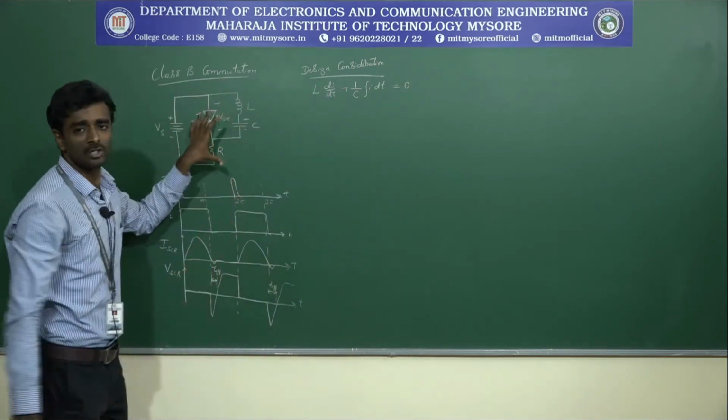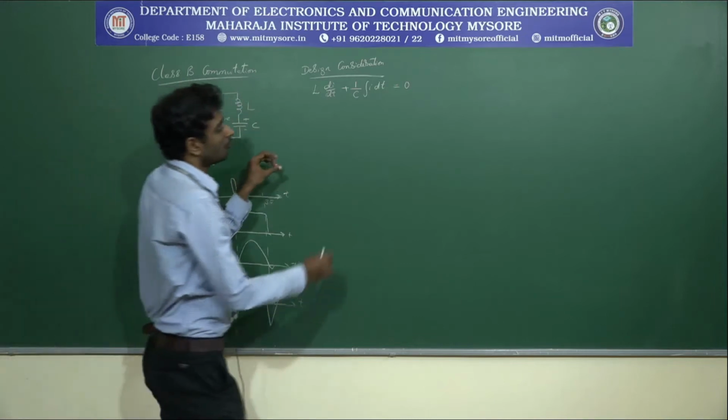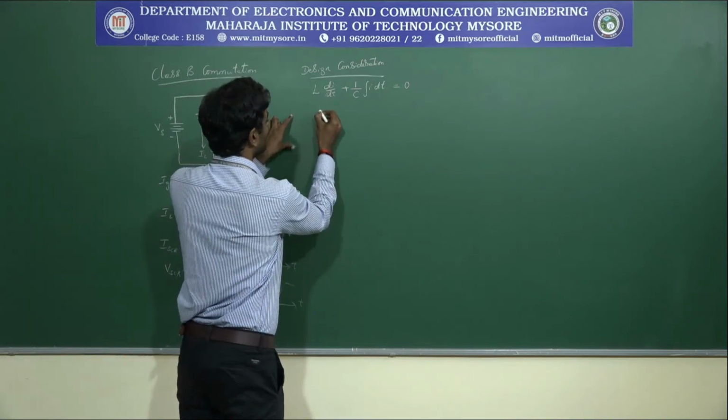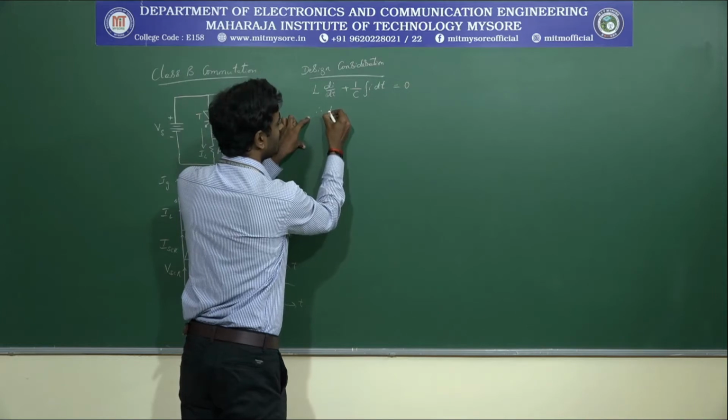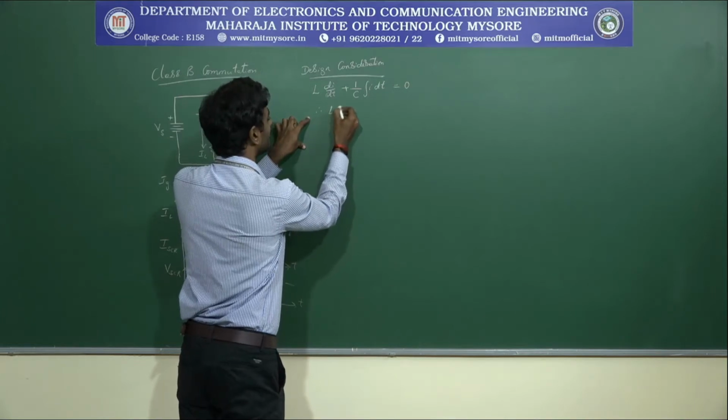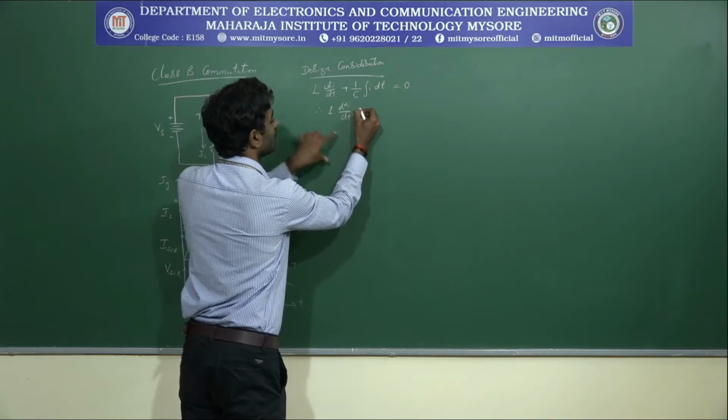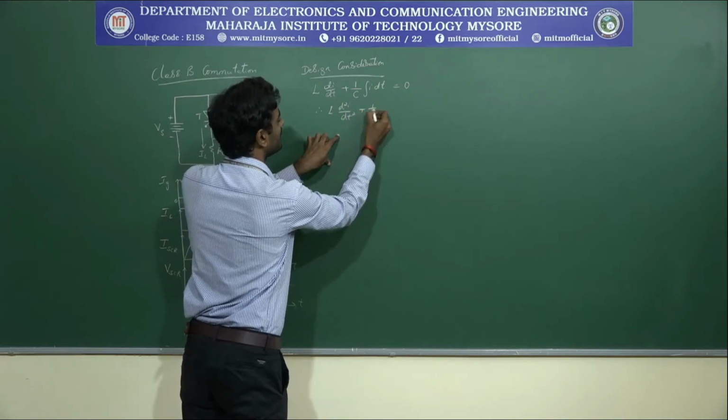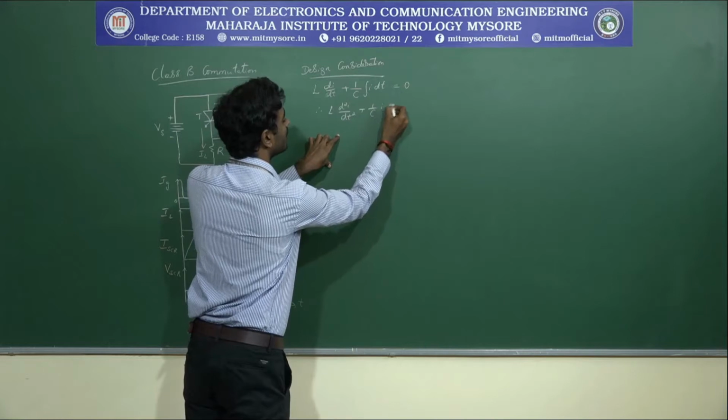This will be equal to 0 with respect to this loop, where this can also be written as, after differentiating this, L into d square i divided by dt square plus 1 by C integral of i(t).